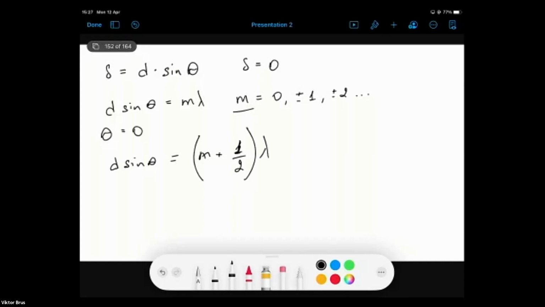So that means that m will here also change in the same range as it was changing for the first case, but here we add 1/2, and that's why we always have this odd multiple of lambda divided by 2, which can fit into this difference in path of two waves.